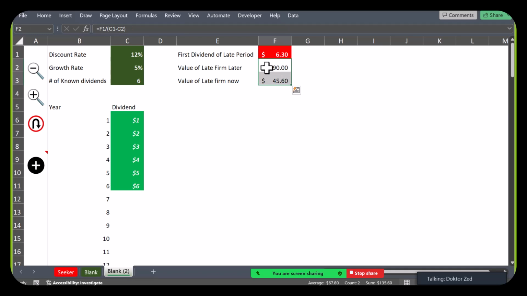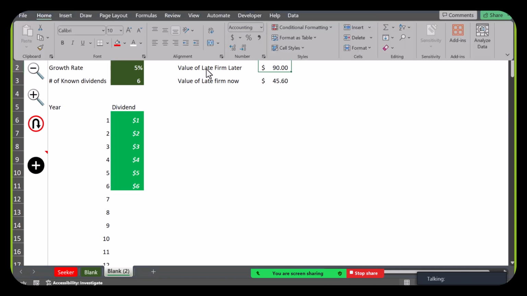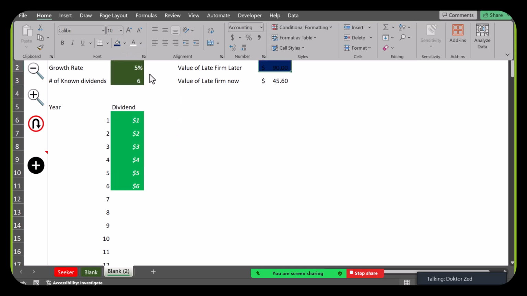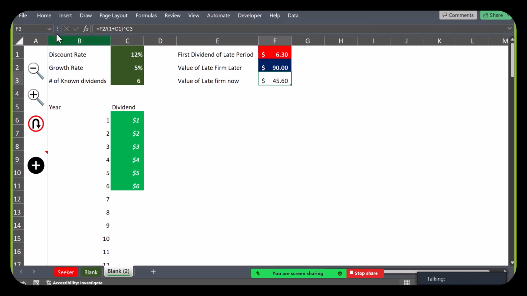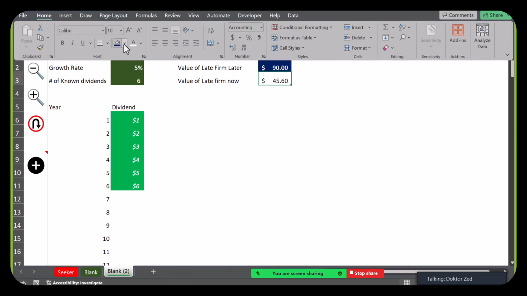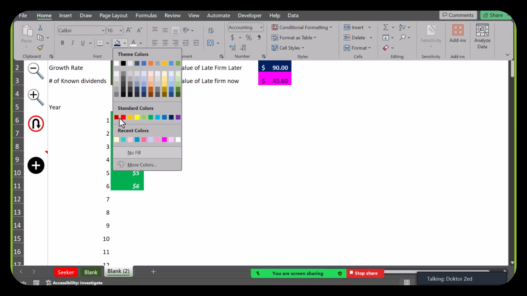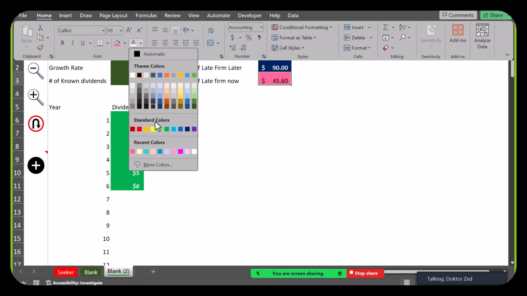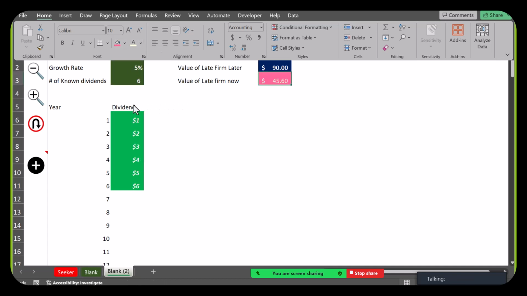Okay. This is intermediate for me, so I'll make that purple. I'll make that hot pink, yellow, and maybe a bit bigger.